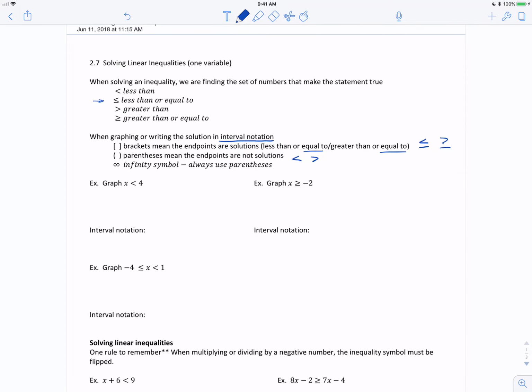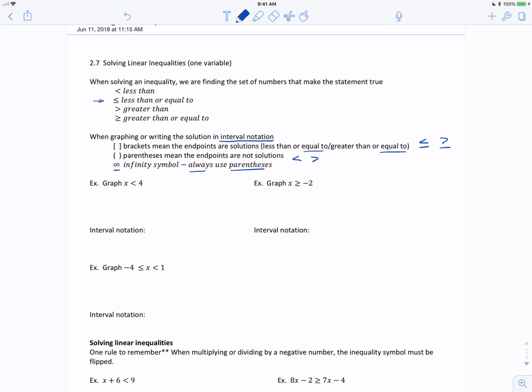Then if it's an infinity symbol, if it goes on forever, then we're going to use this little lazy 8 here, and that's called our infinity symbol. And that one is always parentheses because it's not an actual number. So we put a parenthesis next to it. All right, so we're just going to talk about graphing. And since we're talking about just one variable here, we're just graphing on a number line.